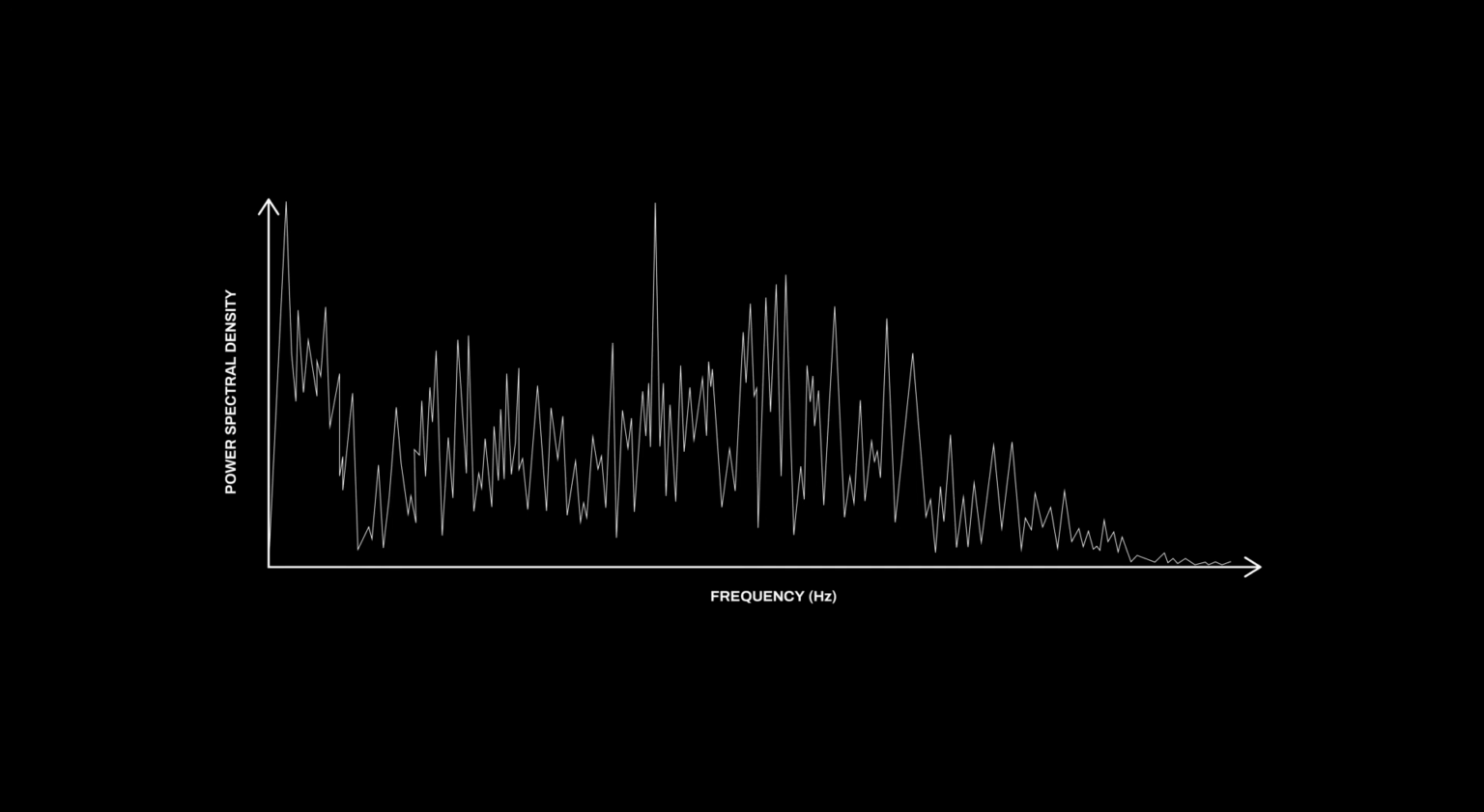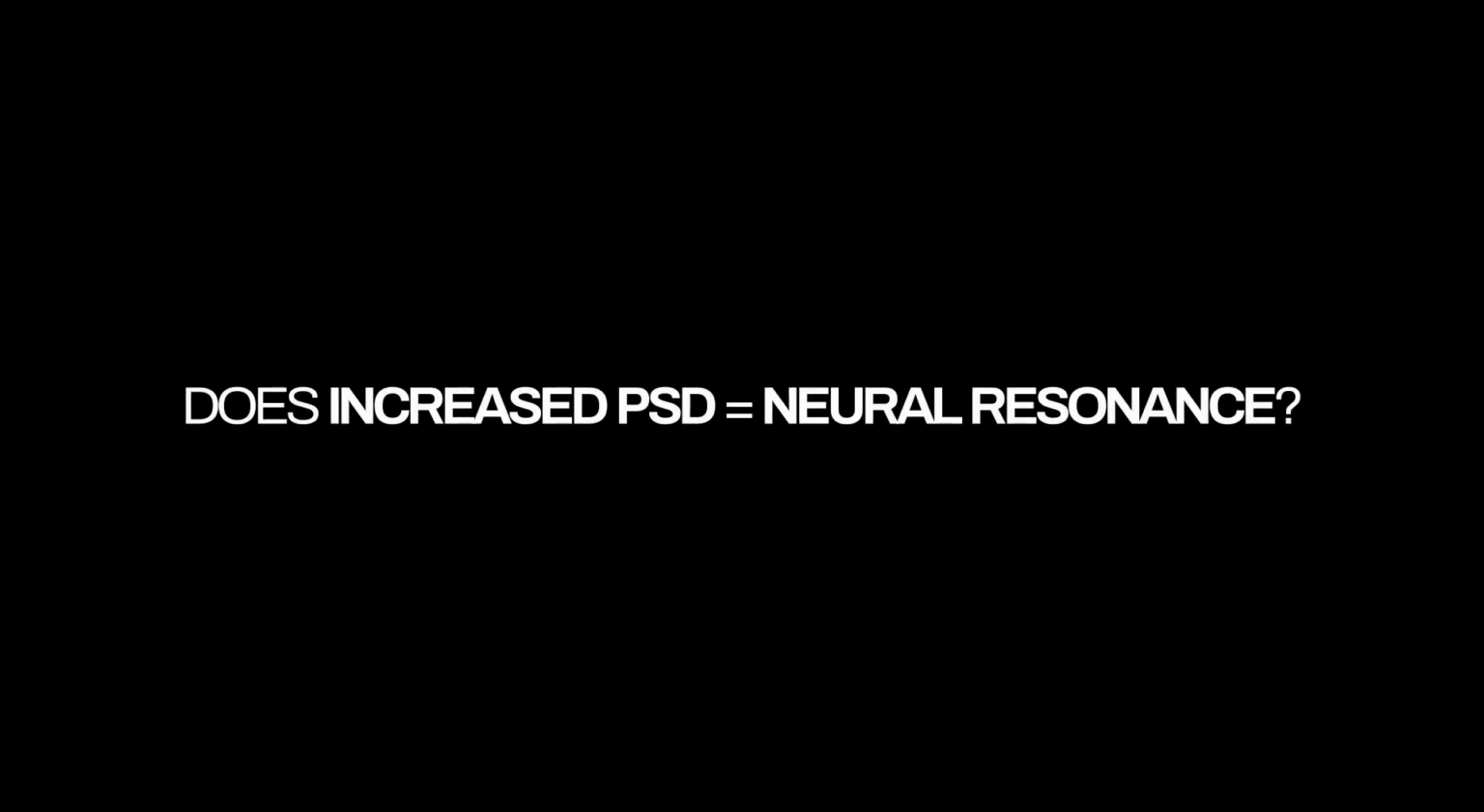Here we can see something called power spectral density, or PSD, being plotted against each frequency in a given range. This is effectively telling me how much of each frequency is present in a person's brain data, which means I can then look specifically at the fundamental and first harmonic frequencies, depending on the stimulus frequency, to see if neural resonance is occurring. But this information on its own doesn't give the full picture of what's happening.